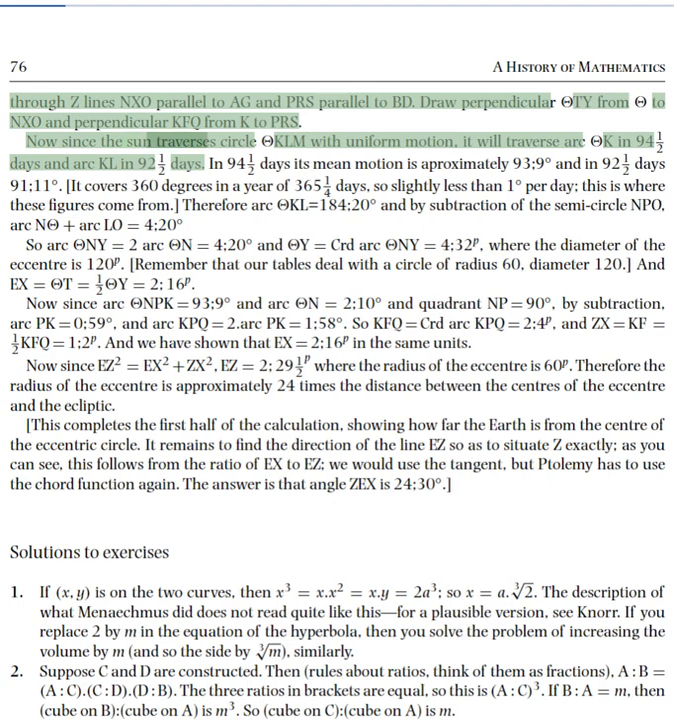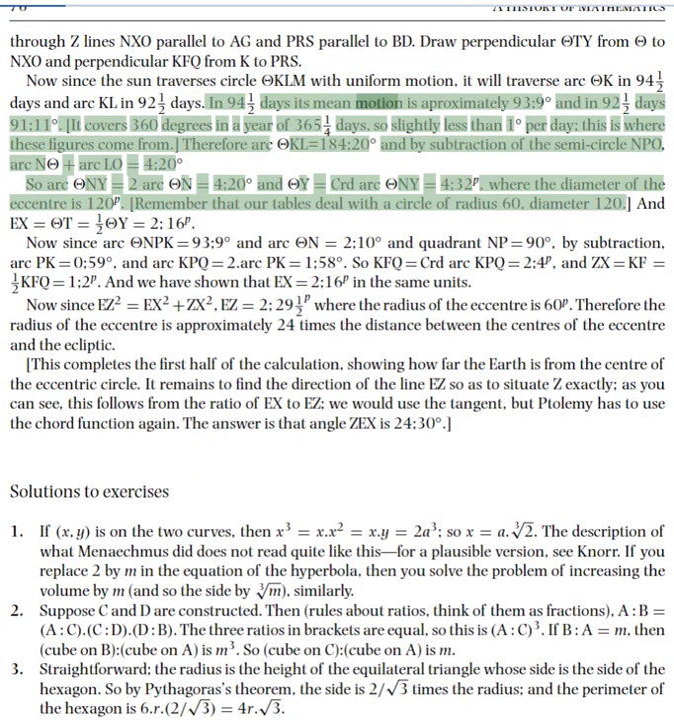Now since the sun traverses circle KLM with uniform motion, it will traverse arc KL in 94 days and arc LM in 92 days. In 94 days its mean motion is approximately 93.9 and in 92 days 91.11. Therefore arc KL equals 184.20 and by subtraction of the semicircle NPO, arc NK plus arc LO equals 4.20, so arc NY equals 4.20 and the chord of arc NY equals 4.32, where the diameter of the excenter is 120.